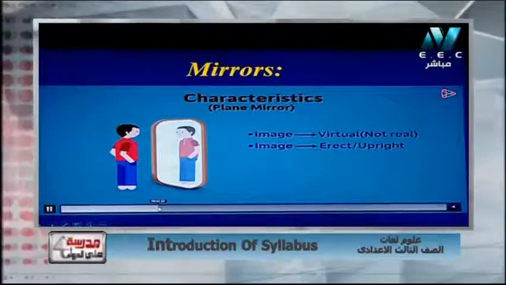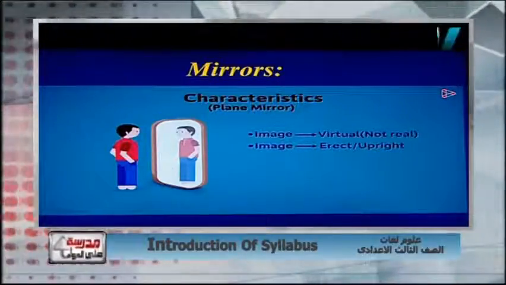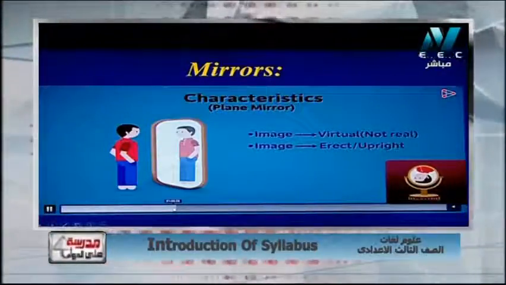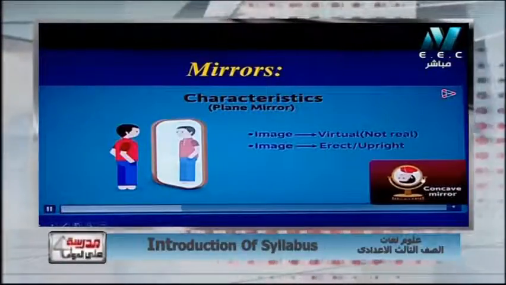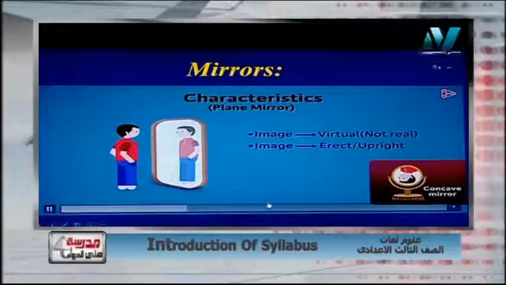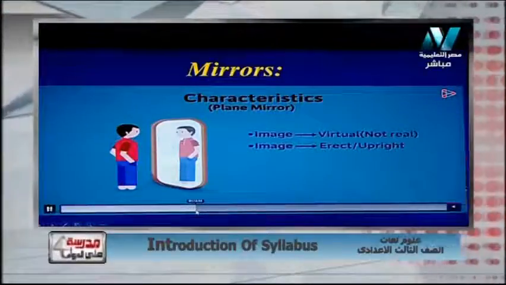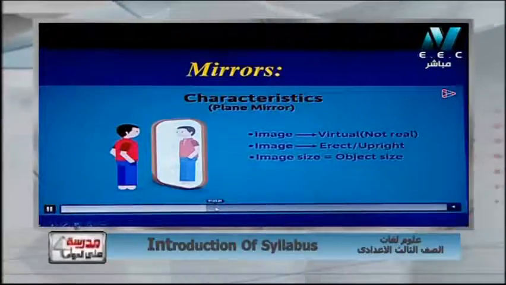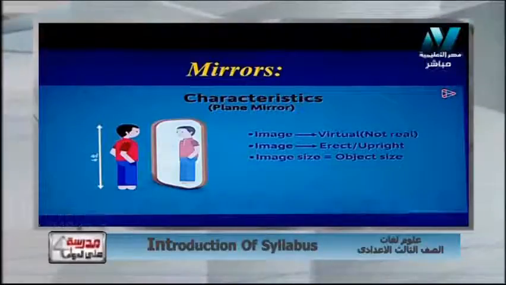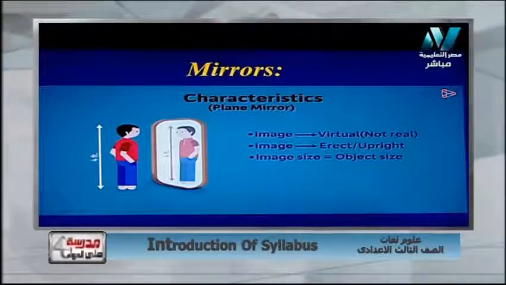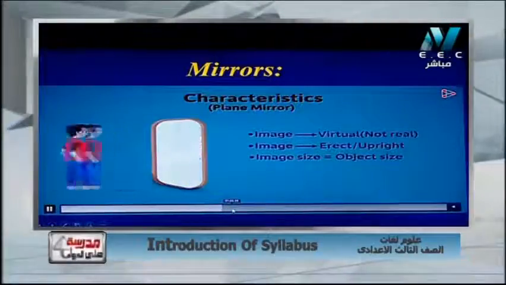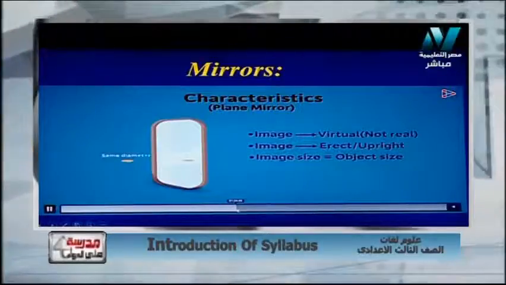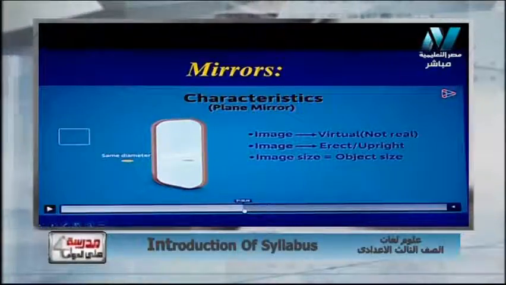Why? As we see on the right side, you'll find a mirror, and this mirror makes a virtual inverted image, صورة مقلوبة, which is the concave mirror, and we'll take it as well. Next, image size equals object size. A plane mirror makes my image like my body, the same length, width and so on. If I'm 2 meters, it's 2 meters. Next property: we have the same size or same diameter.